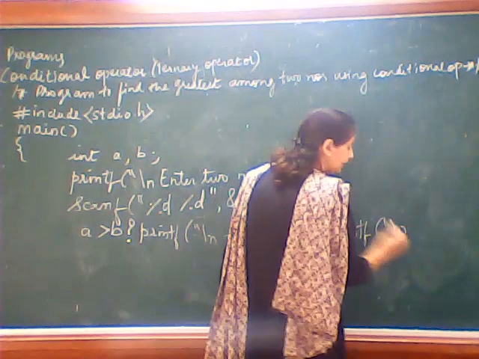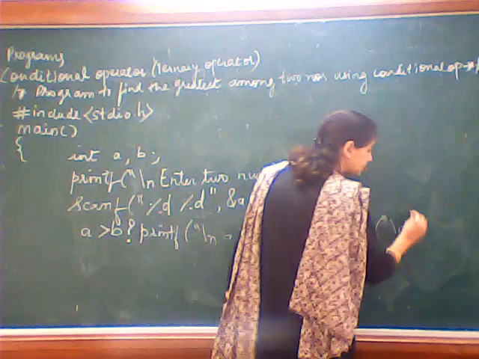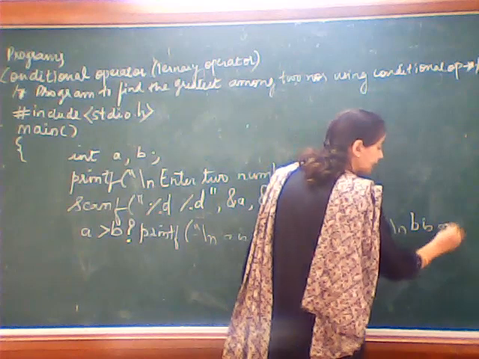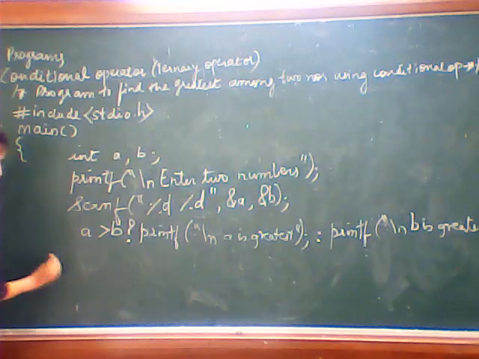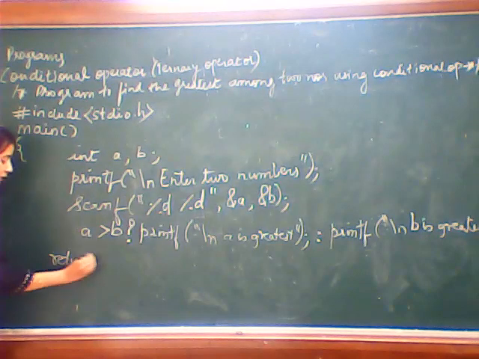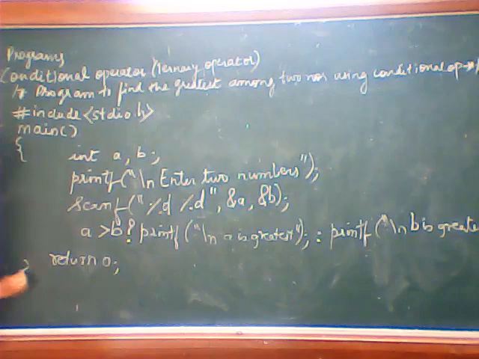So I'll say printf in double quotes. I'll say B is greatest. Okay? Try to understand how we have written this statement. Make use of a return 0 statement at the end of your program and give a closing brace.